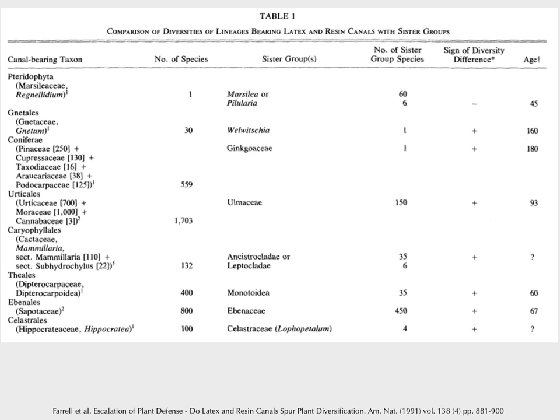The only way to get these comparisons is by doing sister group comparisons. So what's a sister group? You have a group, and they diverge. One half goes one way, one half goes the other way. They're each other's sister groups. Here we have a comparison of sister groups. The ones in this column have latex canals. This column doesn't have latex canals. Why might that be of interest here?